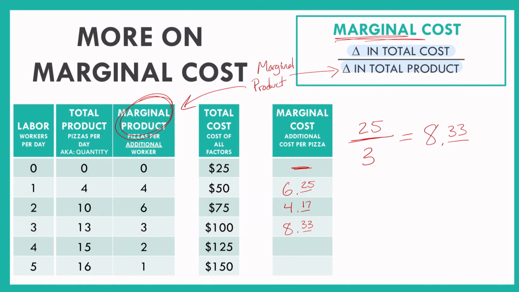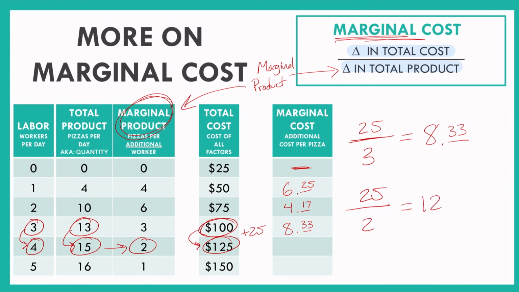So going on to the next one, we want to ask those exact same questions. When we go from 3 up to 4, this time we went from $100 up to $125. So again, we added $25. So $25 change in total cost divided by our change in our total product. 13 up to 15, we added 2, right? So 25 divided by 2 is 12.50. And then I think you guys saw that this last one, when we add our last worker, we're just adding 1 as we add $25, and 25 divided by 1 is going to be 25.